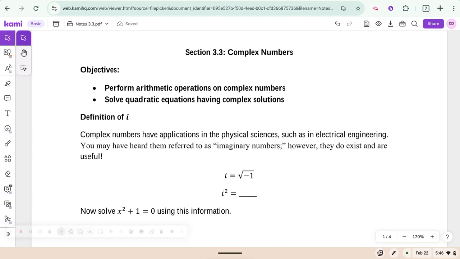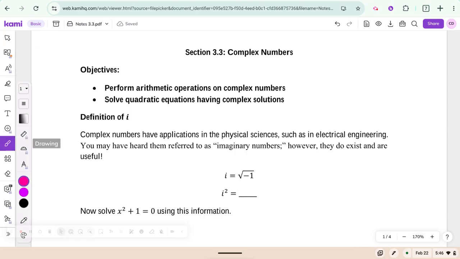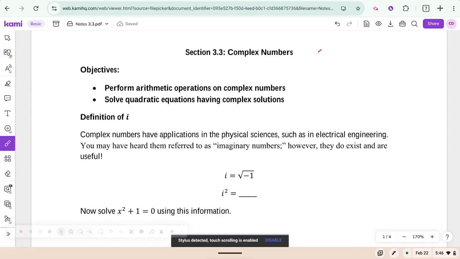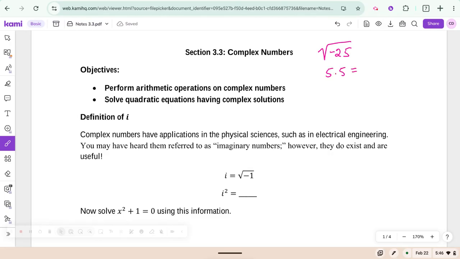We know that in the real number system, you can't take the square root of a negative number. For example, you can't take the square root of negative 25, because 5 times 5 is positive 25, and even negative 5 times negative 5 is positive 25, since a negative times a negative is a positive. So there is no number times itself that equals negative 25. And so we introduce i. i is defined as the square root of negative 1.